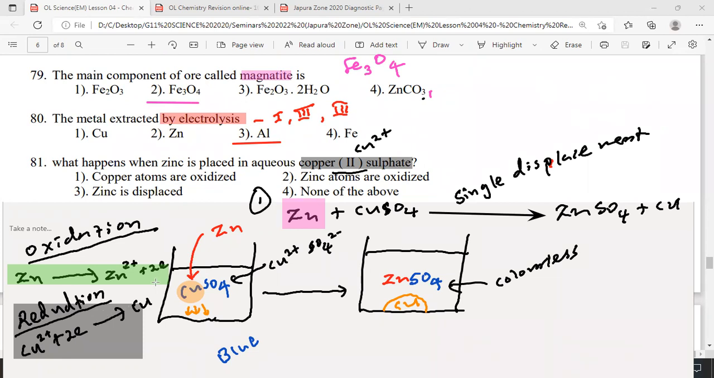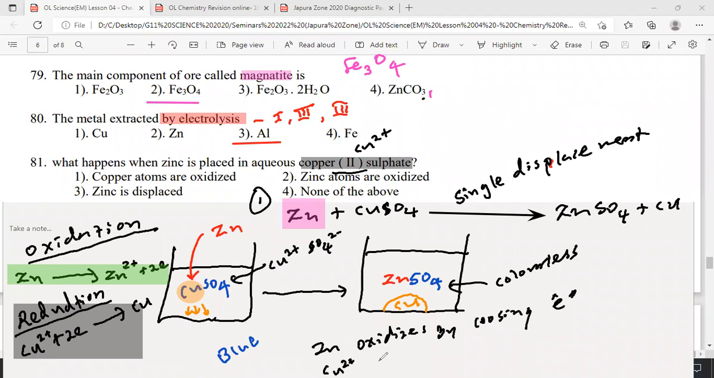Again, I'll repeat. Zinc is oxidized by losing electrons. And copper ions gain those electrons lost by zinc and undergo reduction. Cu2+, not pure copper, is what gets reduced. Right? It is very important when you come to grade 11 chemistry. This will be very useful.